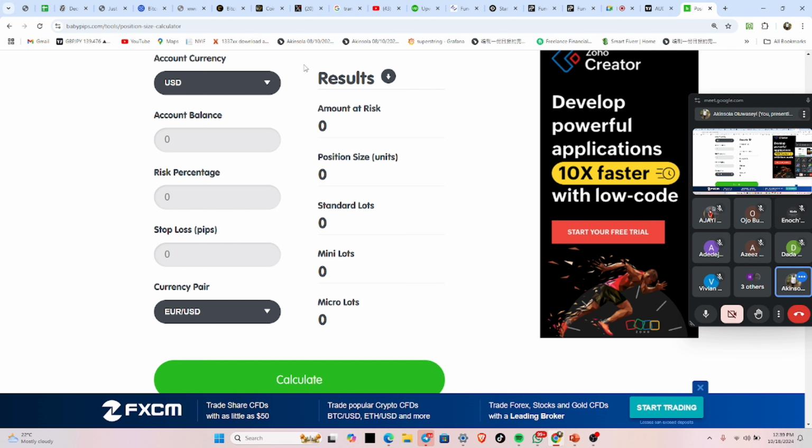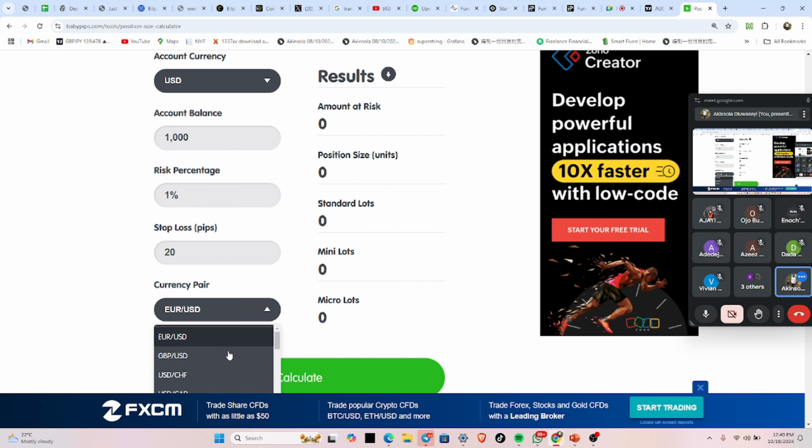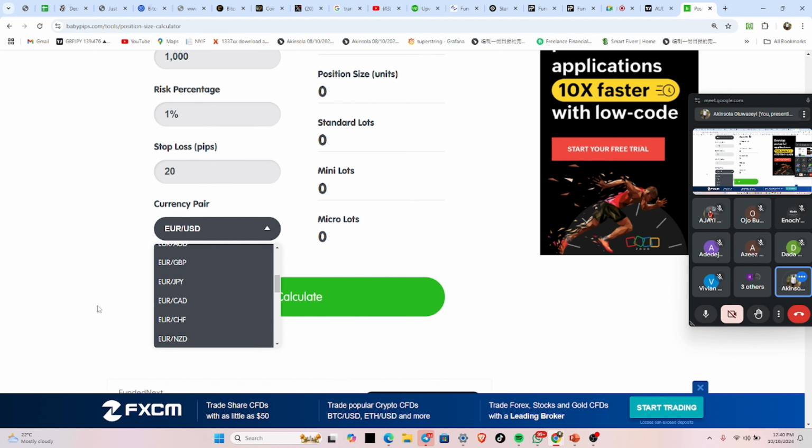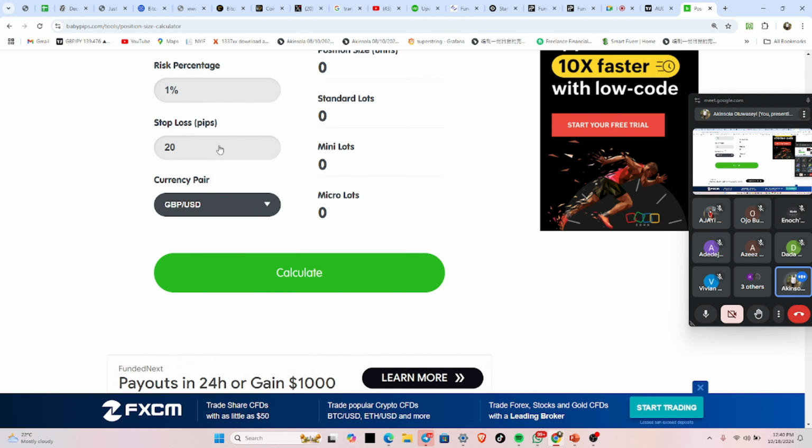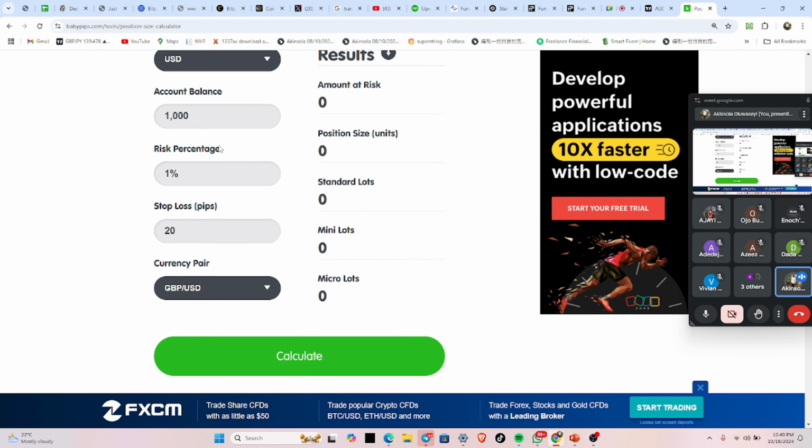For example, if I want to trade GBP USD and my account size is $1,000, and I want to risk, let's say, 1% of my account, and my stop loss is, let's say, 20 pips. I want to trade GBP USD, for example. Then I'll come here. We usually have it somewhere around the Euro USD, but GBP USD is where I want to trade. Then I click on GBP USD. Make sure you enter everything correctly. Your account balance is $1,000. You are trying to risk 1% of your account. That should be around $10, right? Am I right?